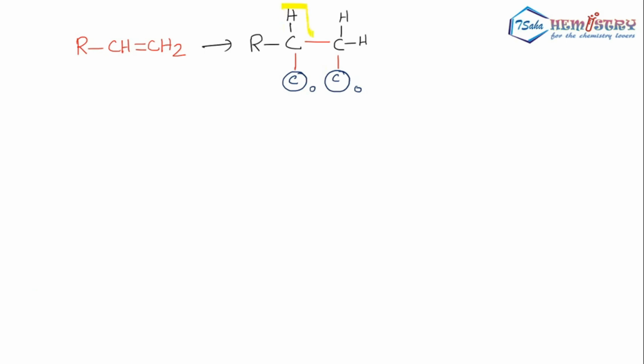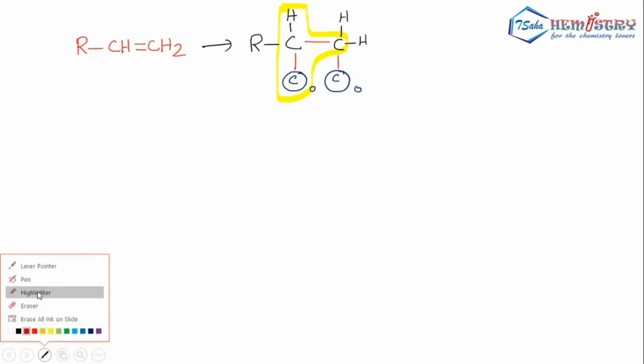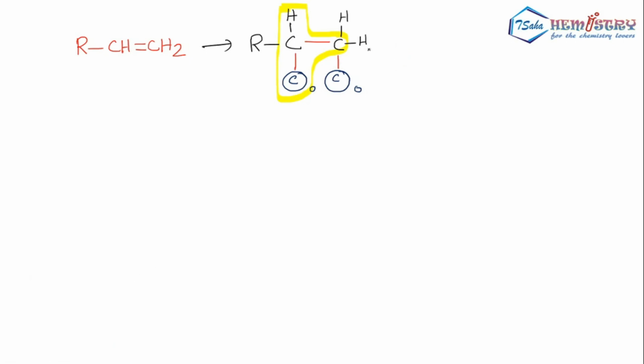Now look at this particular area. You have a carbon with a carbon. If you want to calculate this, you write it like this. What you basically have is carbon, hydrogen. We are just taking this particular portion.